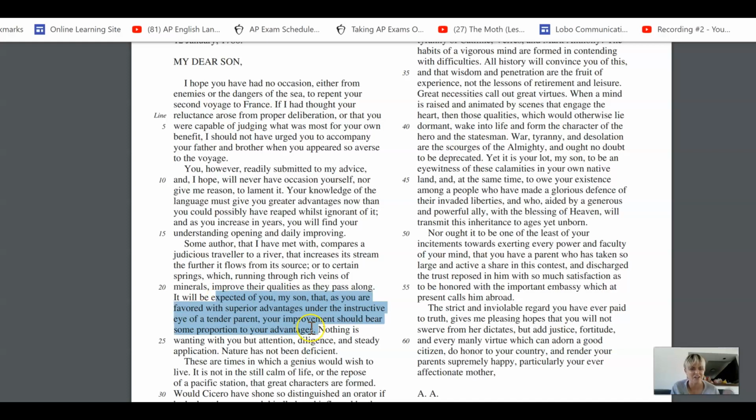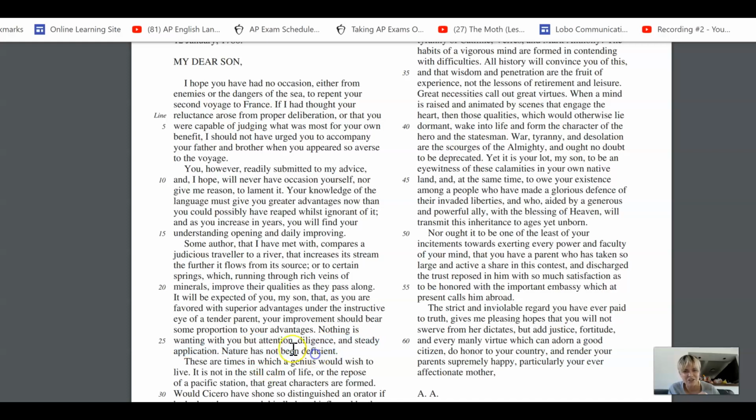Like as your advantages increase, so should your improvement. No pressure there. Kind of intense. Nothing is wanting with you but attention, diligence, and steady application. Nature has not been deficient. So here we have a lot of high power, also high demand, right? So nothing is wanting with you but these things.